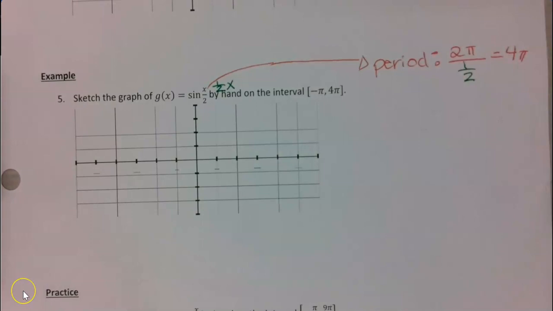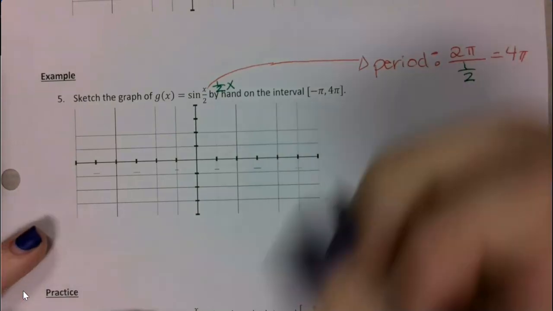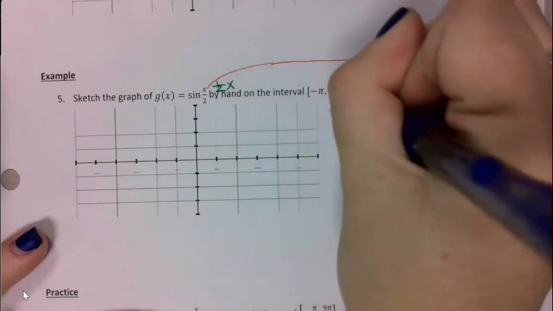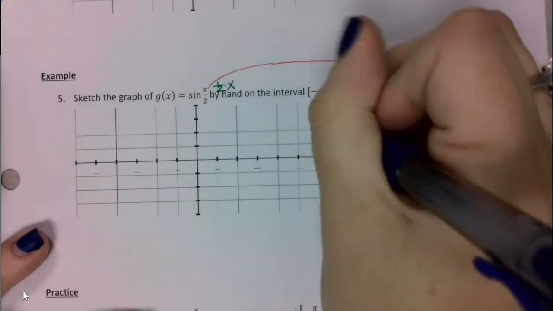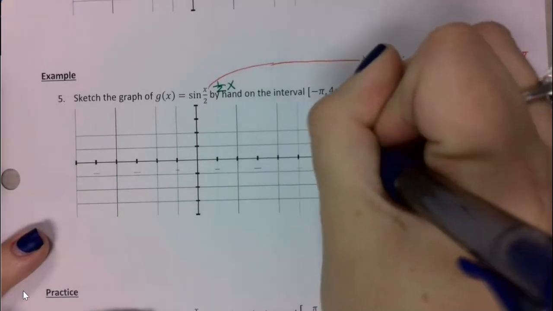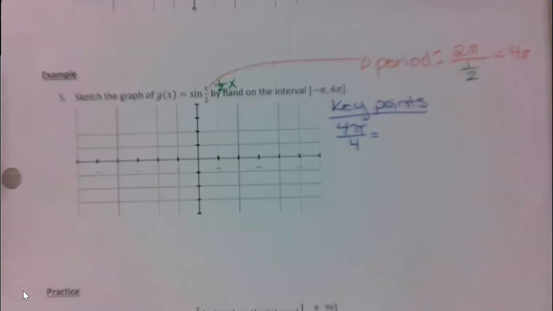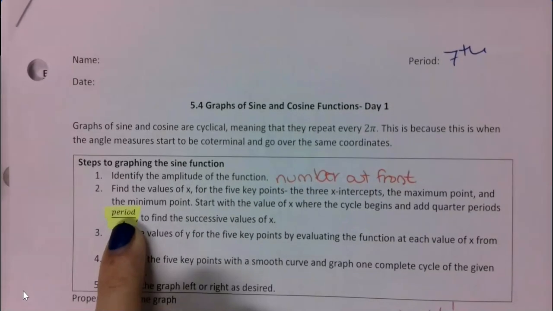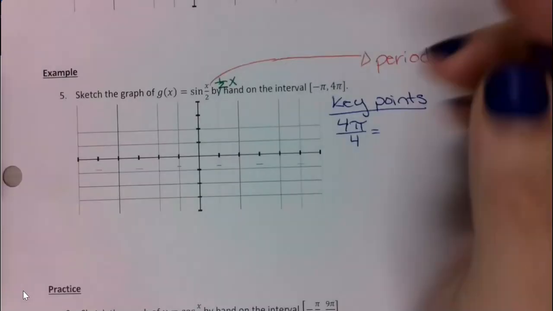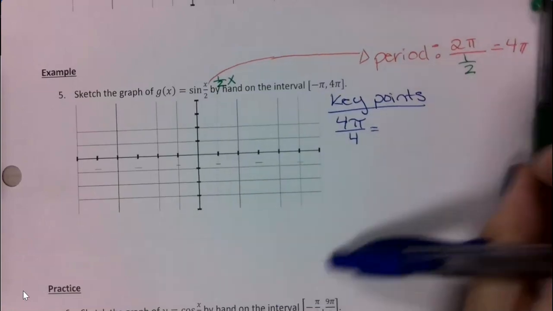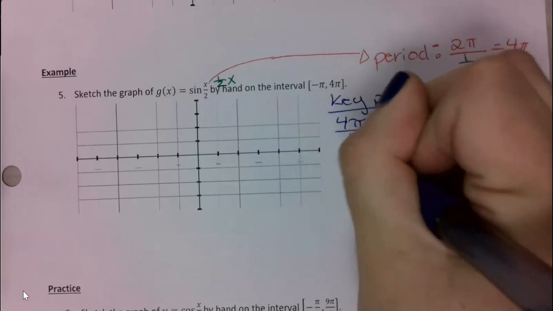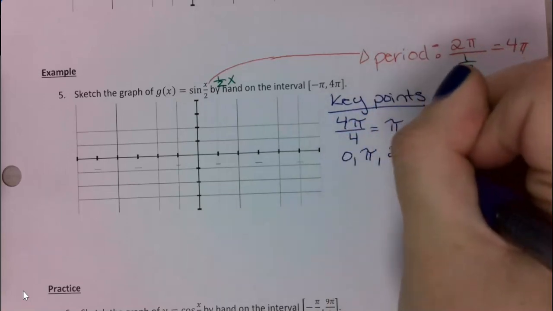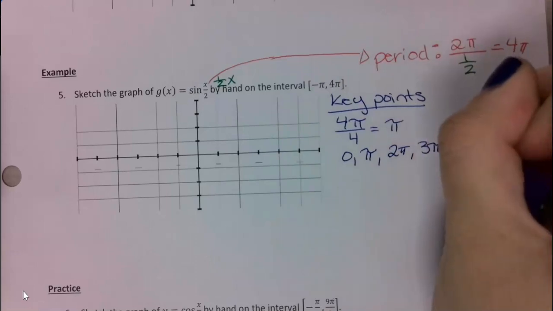Guys, write it down. So then, to find my key points, I'm going to take my period, which is now 4 pi, and then I'm going to divide by 4, because remember we always take our period and divide by 4 to find our key points. So I always start at 0, so it's going to go 0, pi, 2 pi, 3 pi, 4 pi.